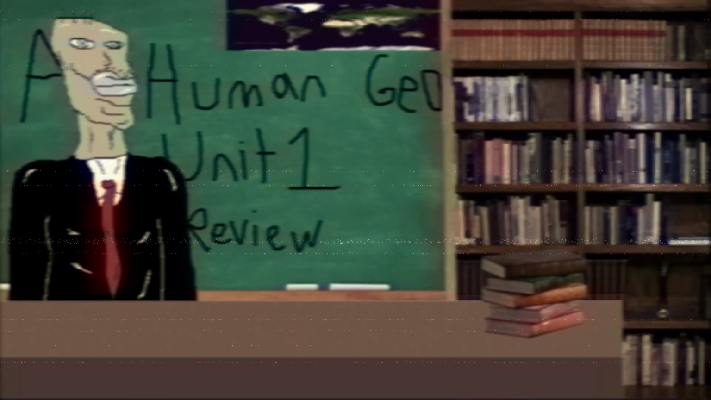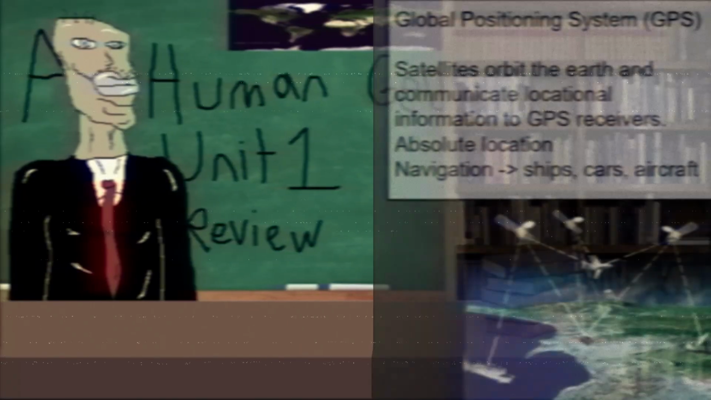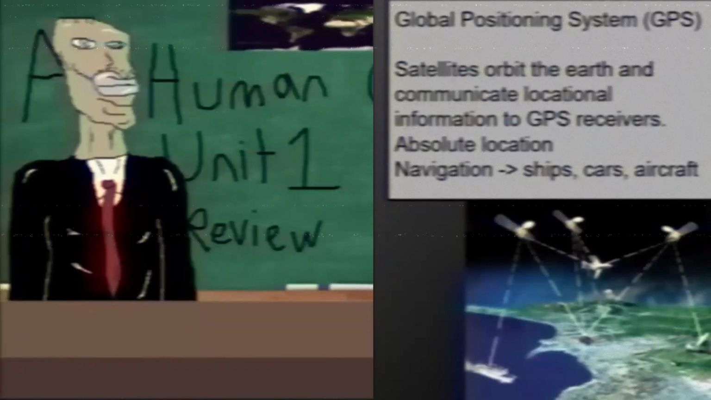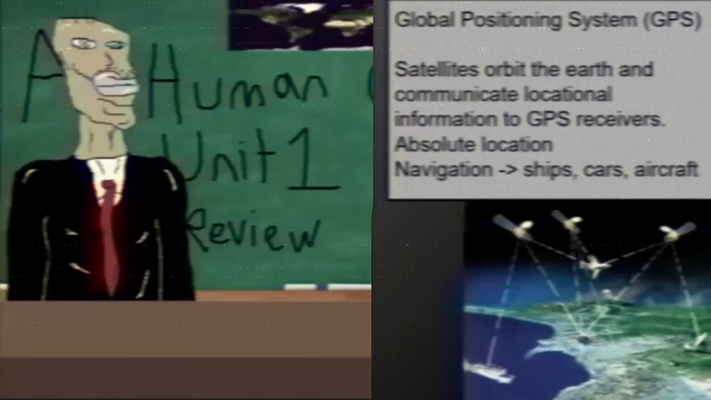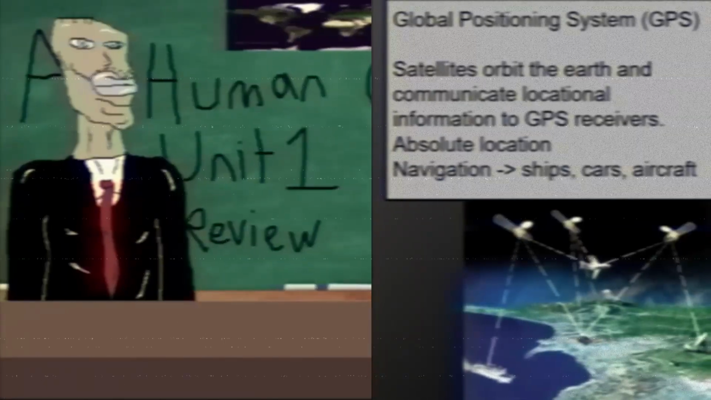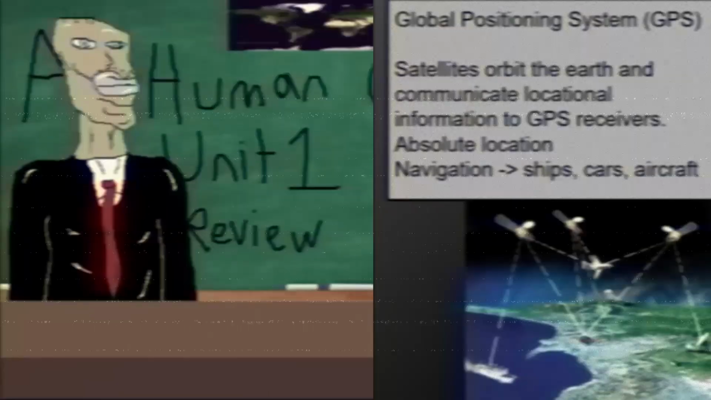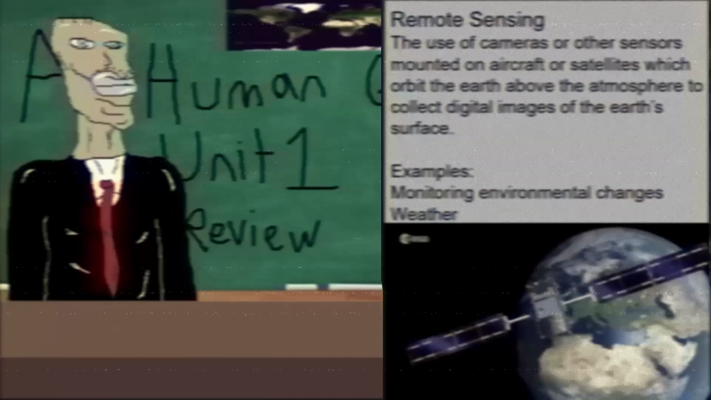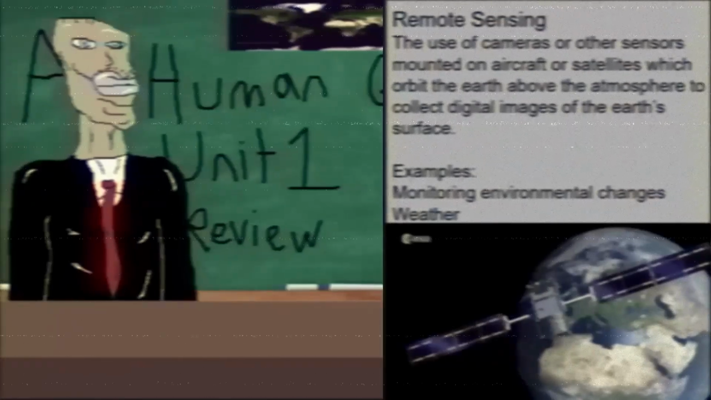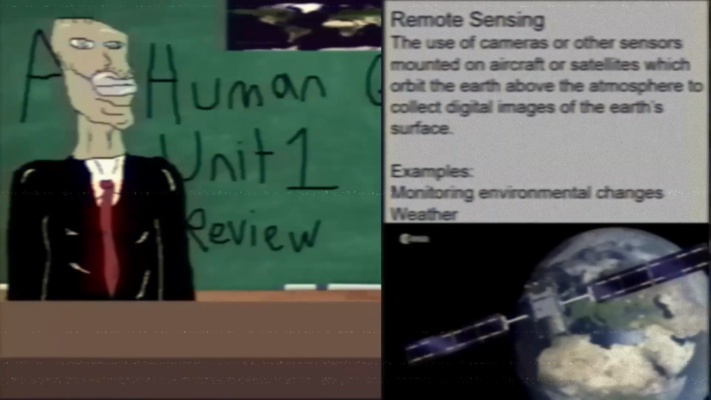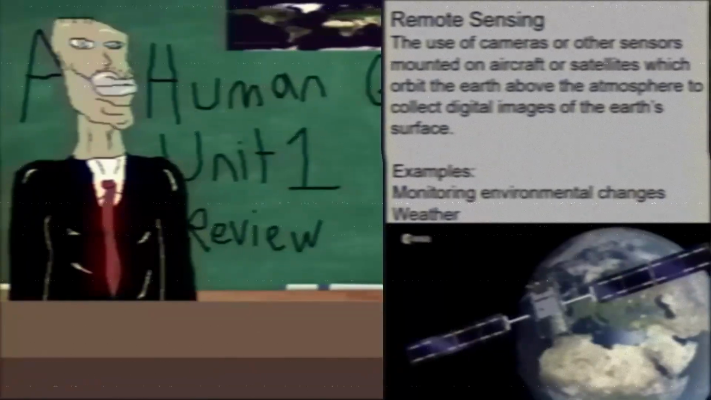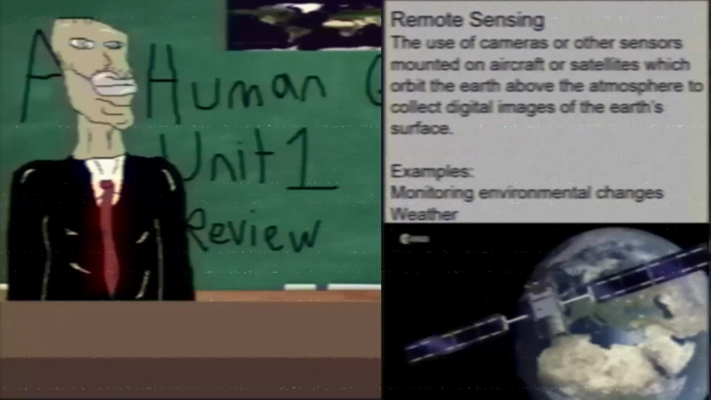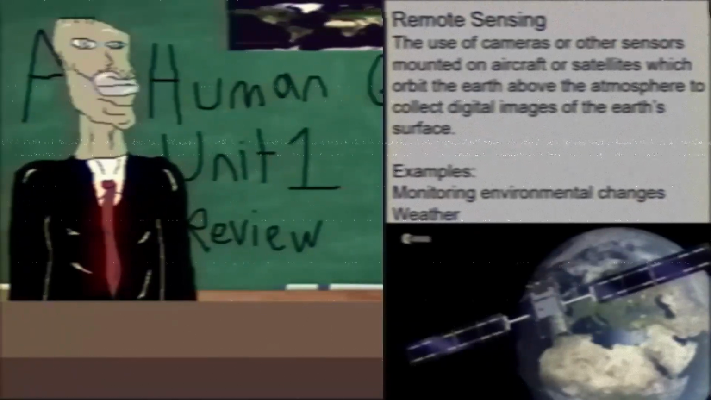The next technology that we go over is the GPS, which you most likely have heard of, but it means Global Positioning System. The GPS uses satellites that orbit the Earth and communicate locations straight towards the GPS receivers. The last technology I will be going over is remote sensing. Remote sensing uses cameras or other sensors mounted on aircraft or satellites that orbit around the Earth to gather digital images of the Earth's surface.